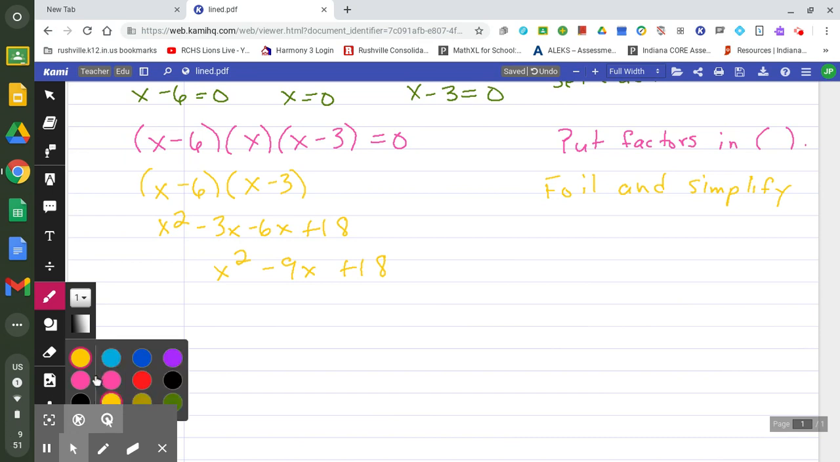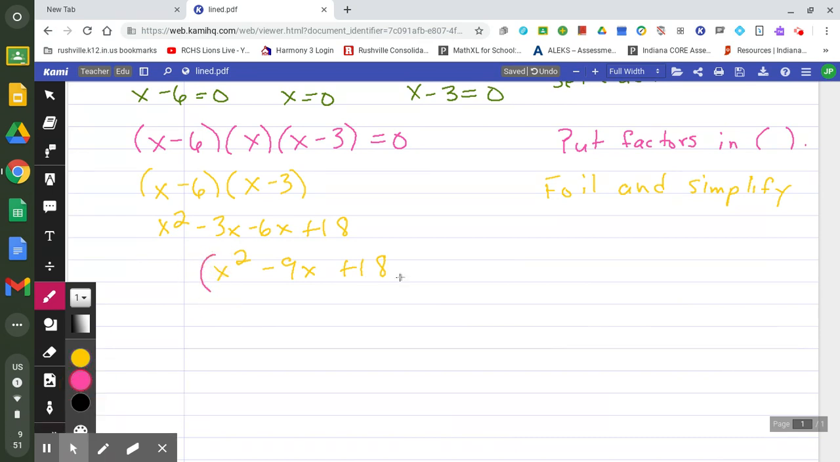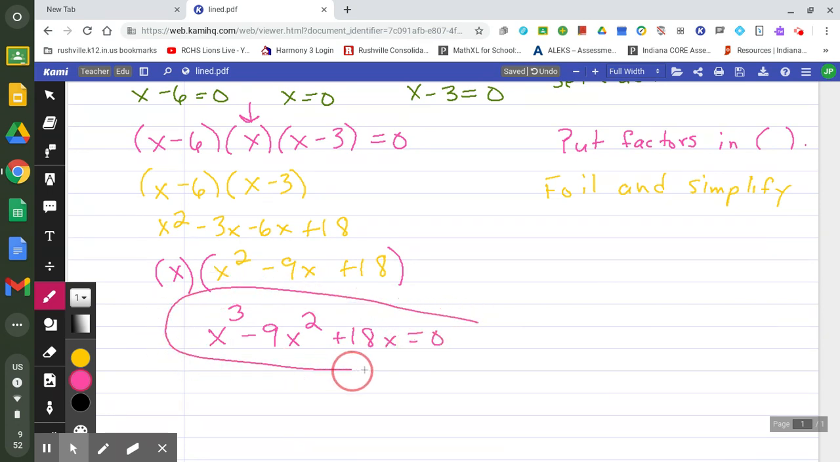So I'm going to put that back in parentheses. And then I also have that pink x from up here. So now I have to multiply that pink x into each of those 3 terms. So x times x squared is x to the third. x times negative 9x is negative 9x squared. x times 18 is plus 18x equals 0. And again, in MyMathLab, check to see what blanks there are and what numbers you need to put into the blanks.